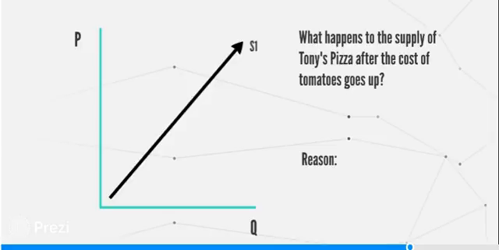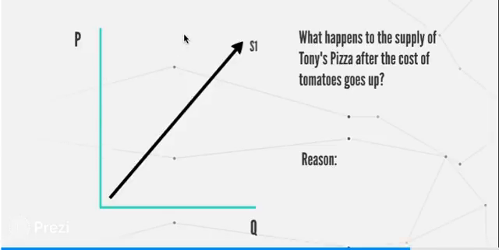So Tony's Pizza, if you are not willing to move the price around on your pizza, and the cost of tomatoes goes up, the cost of the sauce that I'm making and putting on my pizza is also going to go up. So I am willing to supply less at the same price. So my supply curve is going to lower to the left. And the reason is production costs. P for production costs.